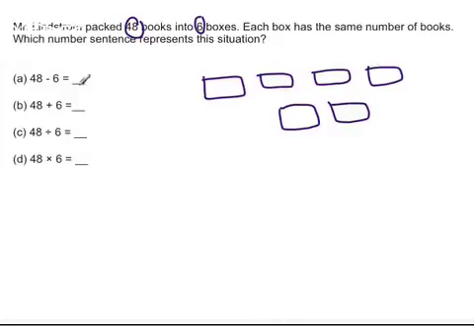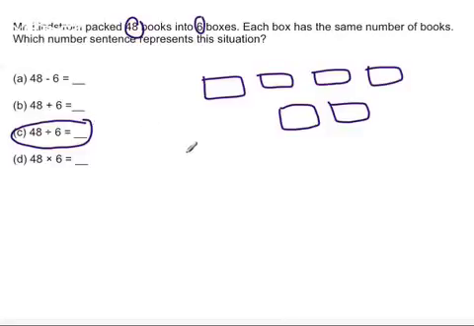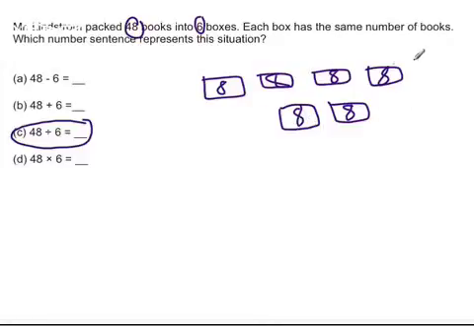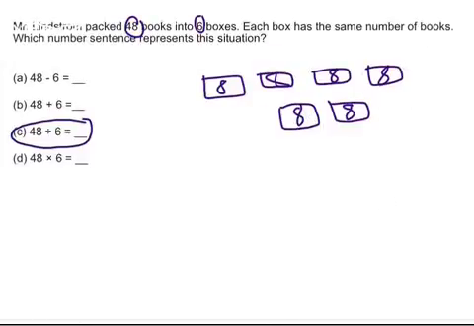Well, ultimately, we're not subtracting. We're not adding. We're certainly not going to multiply because we don't have 48 books in each box, but we have 48 books and we have 6 boxes. So what we will be doing is dividing, giving each box 8 books. And that way we know that this makes 48 total books and the 6 boxes.